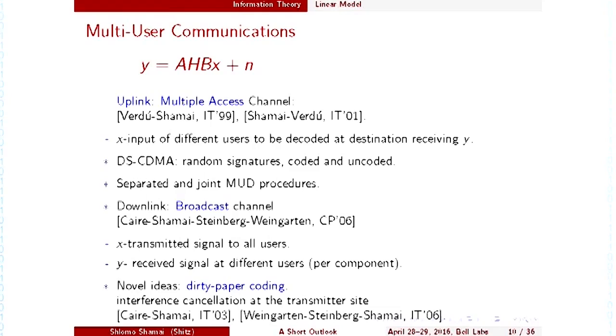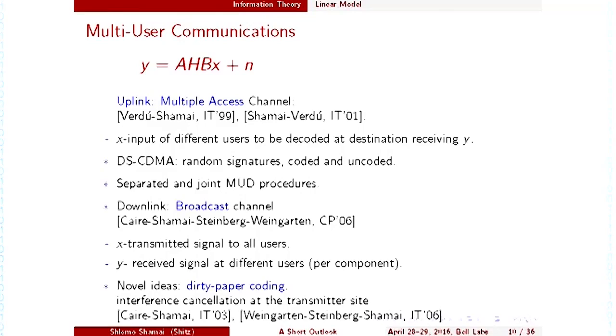For example, spread spectrum, we have heard spread spectrum. Here we are, spread spectrum with what? H, the spreading sequences, random or not random, direct sequence spread spectrum, this is the model. We can very analytically address the difference between separate and joint multi-user decoding in an analytical way.